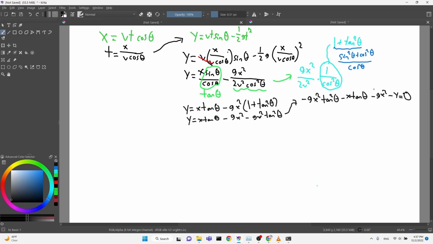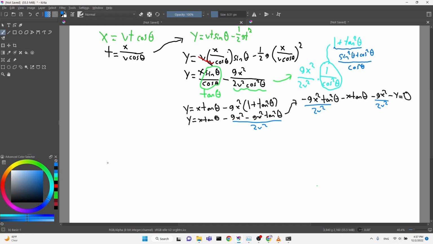And oops, I forgot something. Yeah, I forgot something really big. I forgot that it's actually supposed to be gx squared over 2v squared. That's my bad, so I'm just going to pretend I didn't do that. It's still over 2v squared, okay? So then this should be gx squared tan squared over 2v squared, and this should be gx squared over 2v squared. Alright, so now I'm going to tell you the reason why I rewrote it like this.